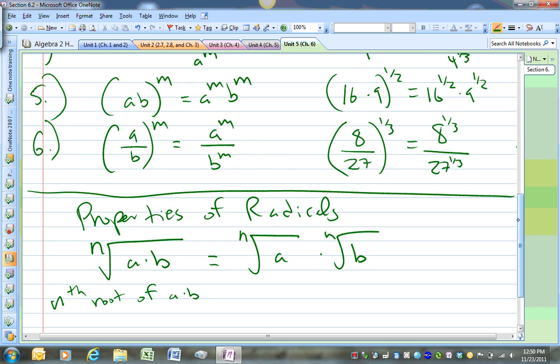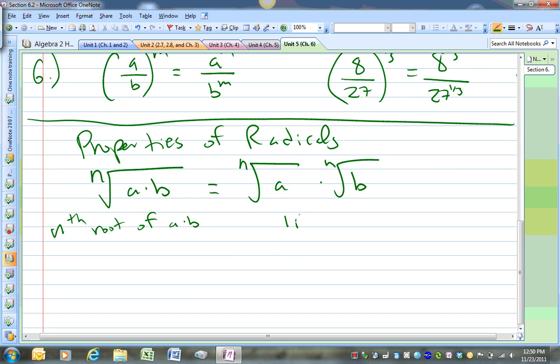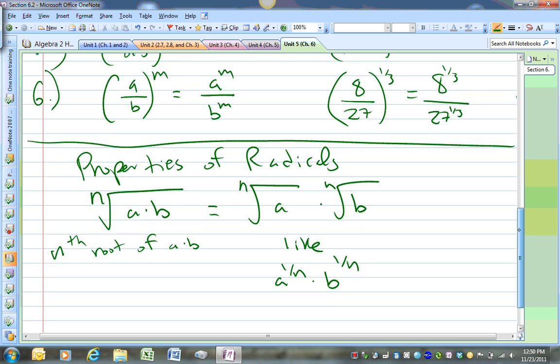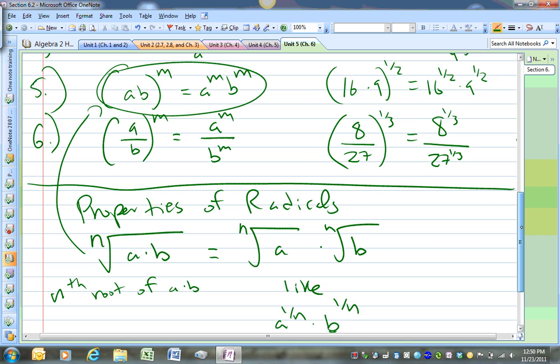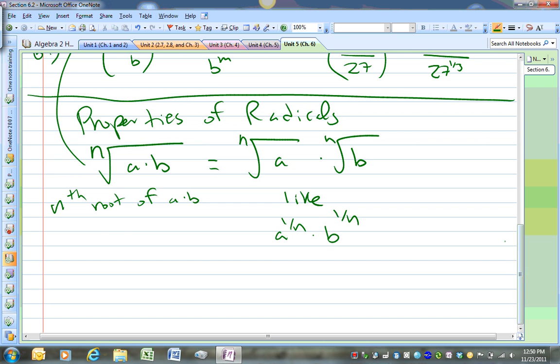Because if we think about it, it's like a to the 1 over n power times b raised to the 1 over n power, which is very similar to that property right there, because the nth root of a times b is like a times b also raised to the 1 over n power.